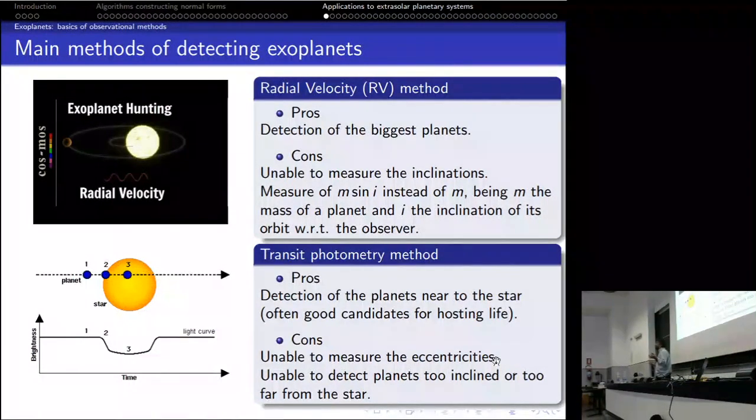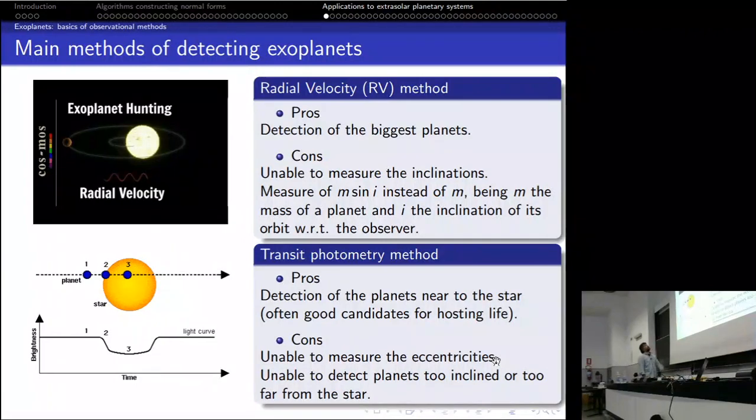Okay, now I ended the part about an introduction to KAM theory, and let me show some applications to extrasolar systems. So, let me recall that there are two main ways to detect planets in extrasolar systems. One is using the radial velocity, and it is a measure exploiting the Doppler effect. So it means that if the star is moving towards us, then the frequency of the light is larger. If it's going in the opposite direction, then the frequency of the light is lower.